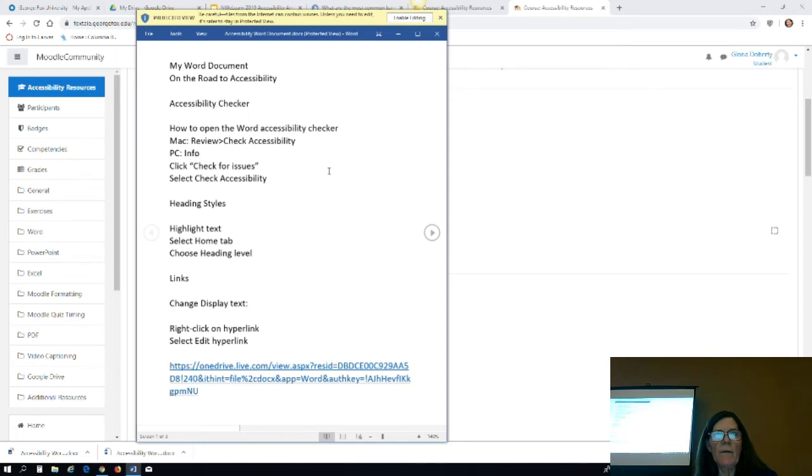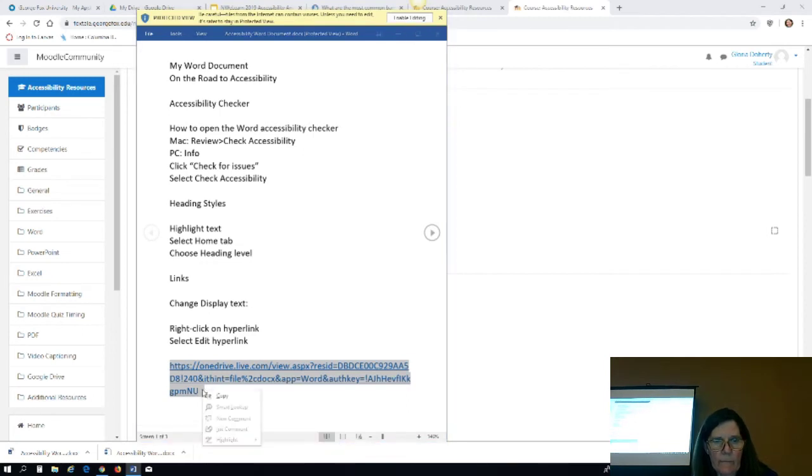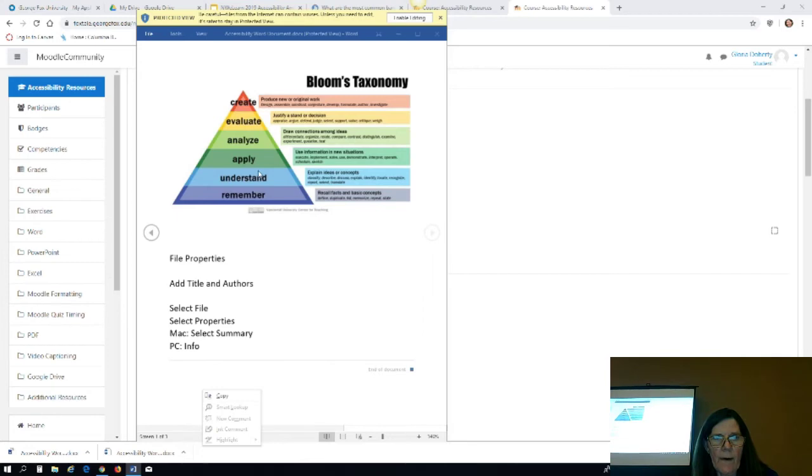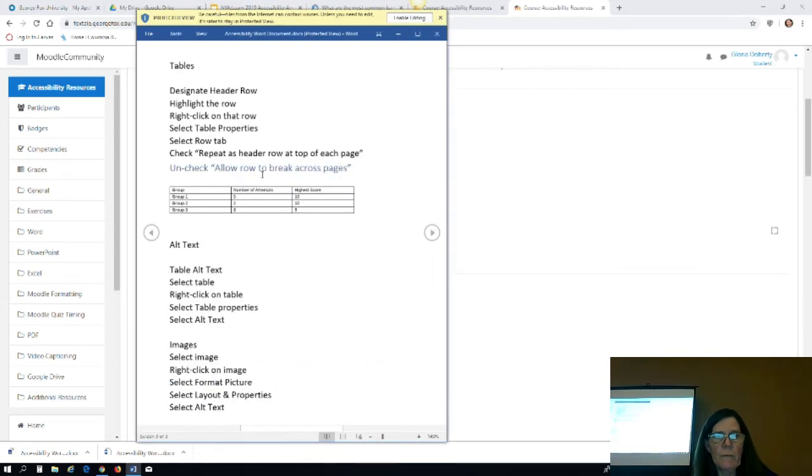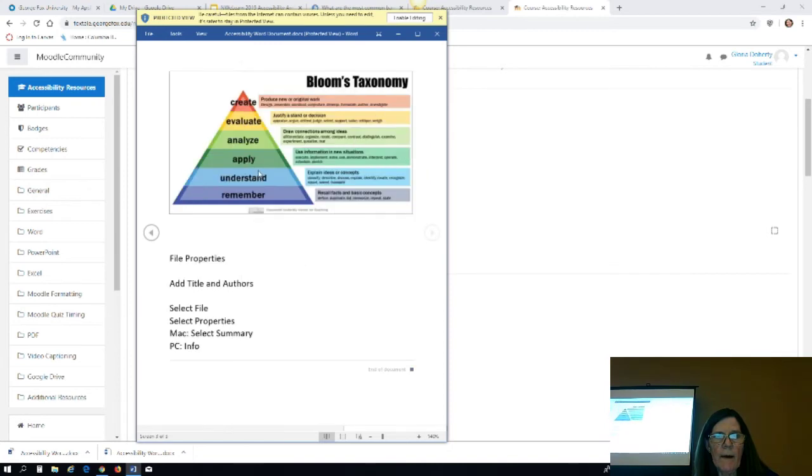So I've just downloaded that Word document, and then I can start to work through some of the tasks where I could create titles, or I could change a link by right-clicking on it. That should have worked. Or right-click on an image and be able to put in the alt text.